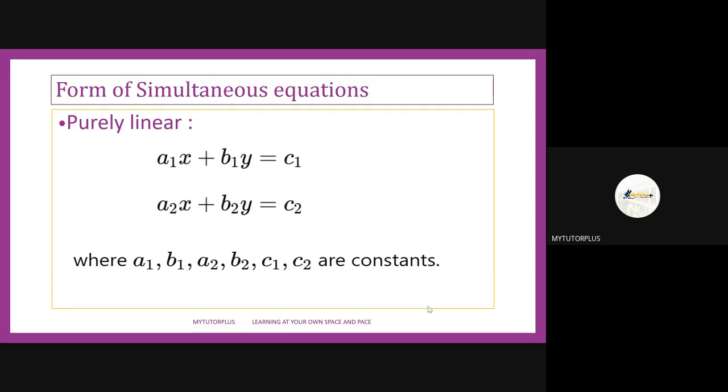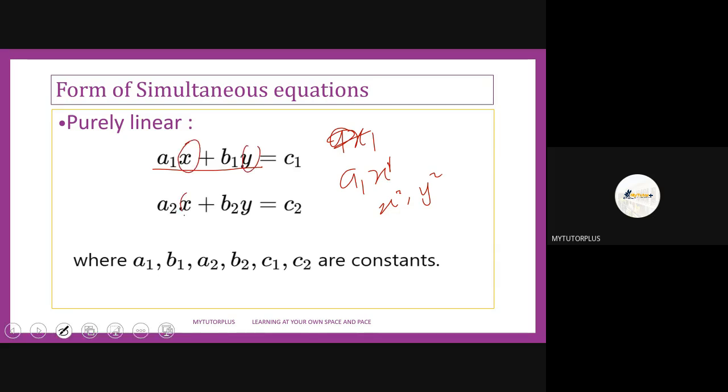Purely linear simultaneous equations are those simultaneous equations in which there's nothing like a square term. Meaning we don't have anything like x squared or y squared there. Such equations are referred to as linear simultaneous equations, or purely linear simultaneous equations. Are you getting my point? Like the example I'm having here: I have a1x. If you look at the power of x in this place, it is just 1. Nothing like x squared, nothing like y squared in the terms I'm having here.